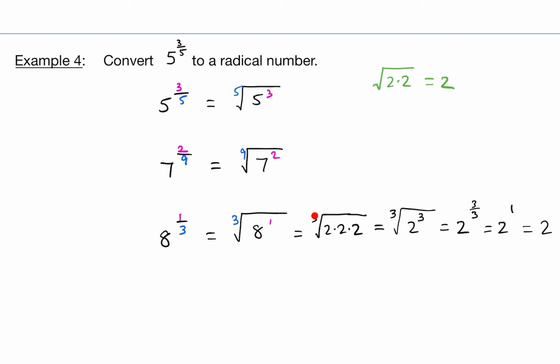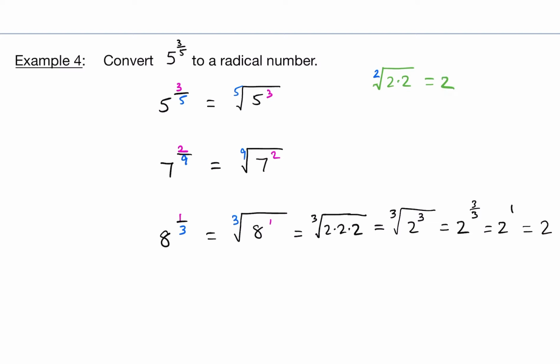So this root number says I need 3 of them, so I have 1, 2, 3, and this is why we end up with a 2 on the outside. In this example, the implied number here is 2. So this tells us that this 2 means that we need two of these, and we have 1, 2. Since we have 2 of those, they can come out of the radical sign and be represented as 1.